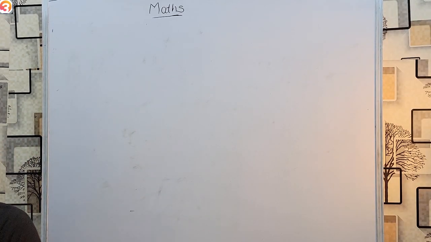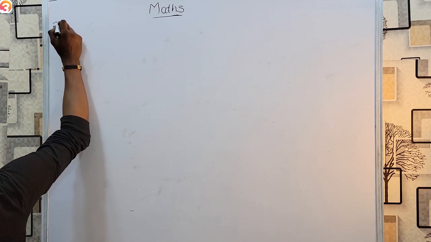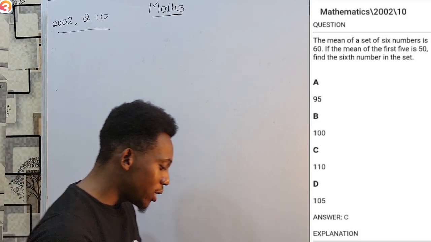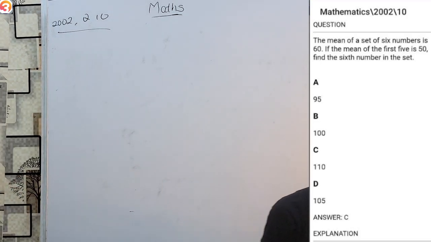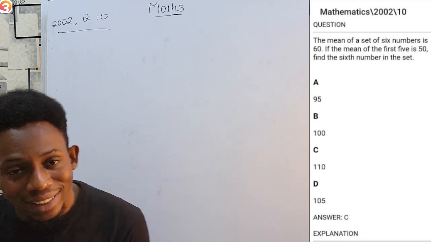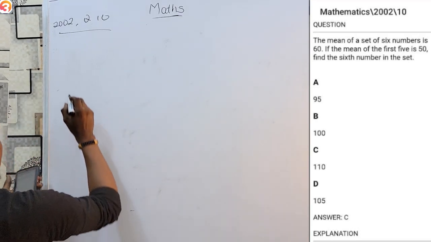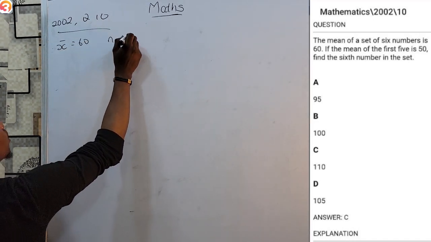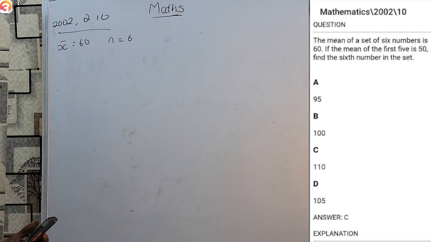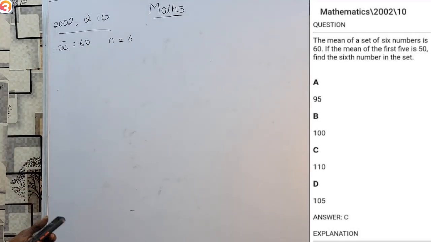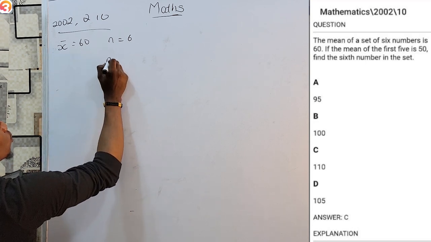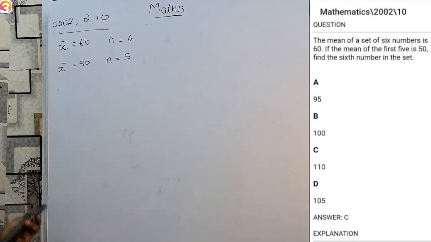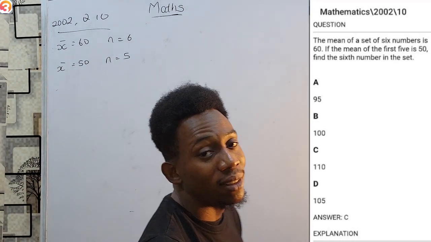All right, let's move to 2002, question 10, and see what we have there. This one is almost like the previous. It tells us, if the mean of six numbers is 60, so the mean of six numbers is 60. If the mean of the first five is 50, so when the numbers are five, the mean is 50. You want to find the sixth number in the set.